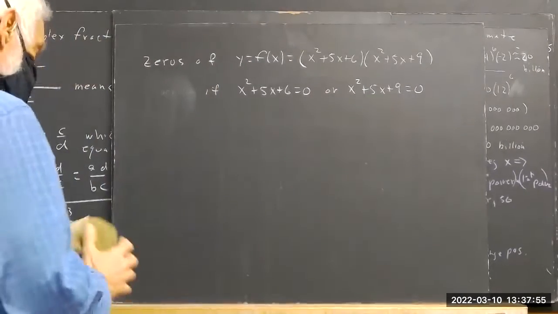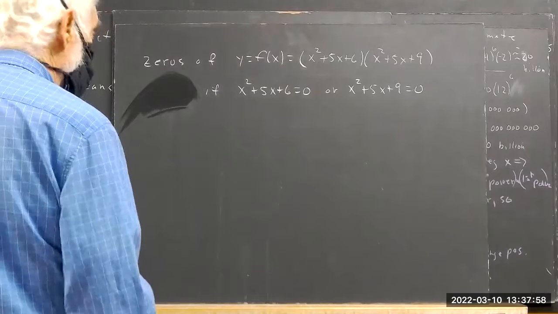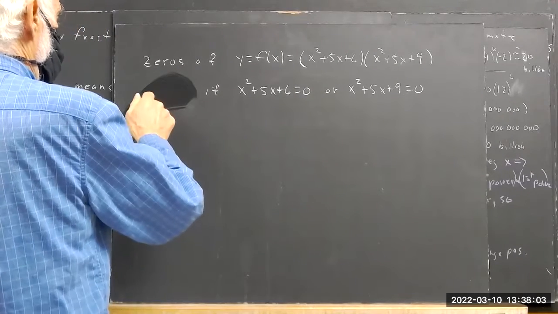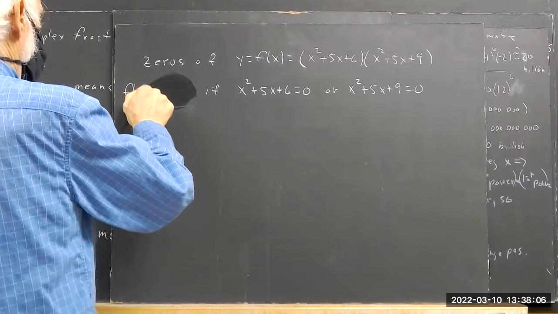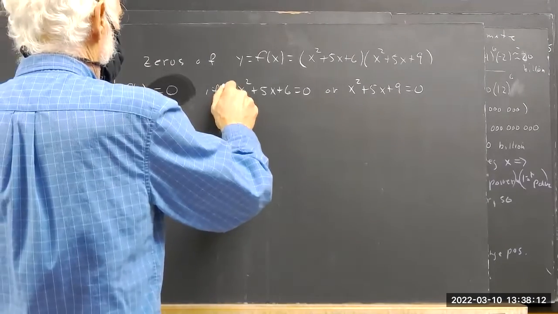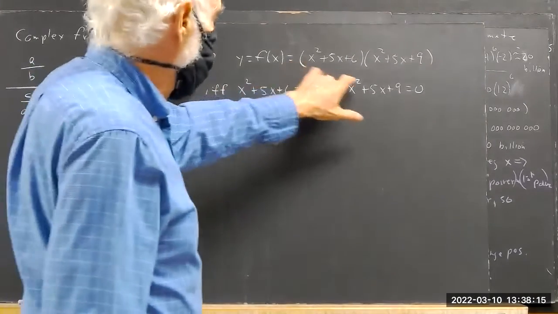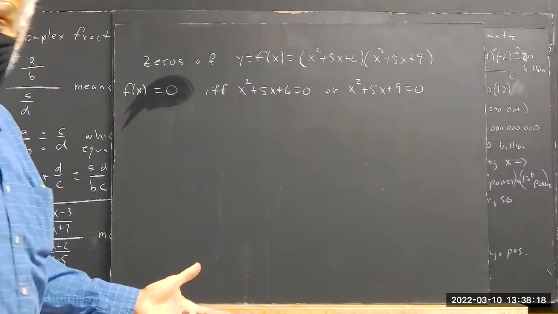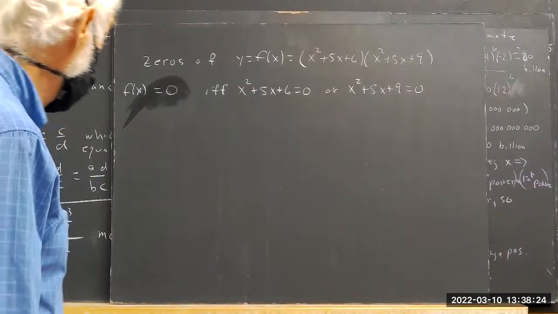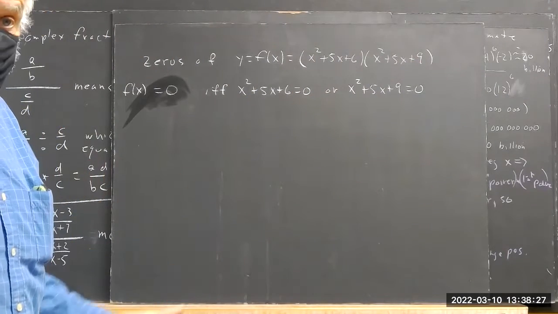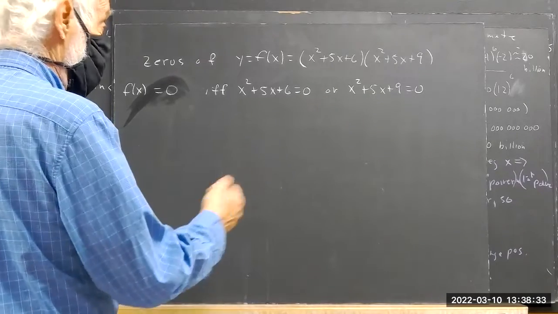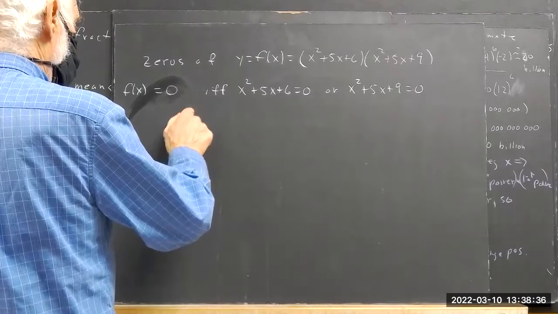Change my wording here just a little bit. Let's just say f of x equals 0 if and only if this is 0 or this is 0. That makes sense? Because if this is 0, then you multiply by 0, and if this is 0, you multiply by 0. There's a name for that. It's the zero property of multiplication, as your text and your resource call it. Okay, so that's it.